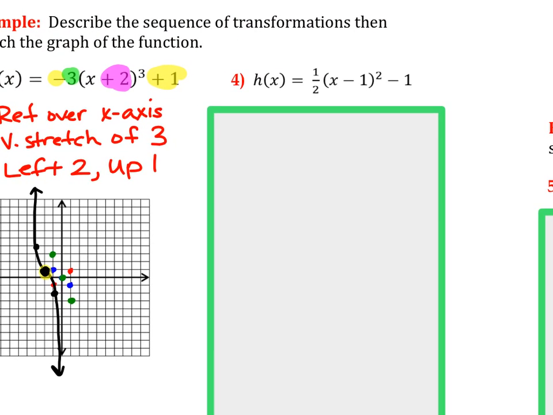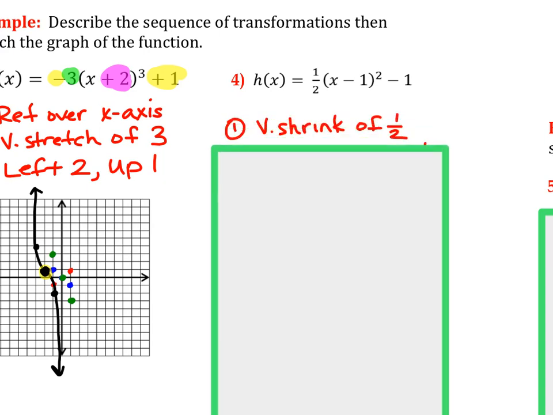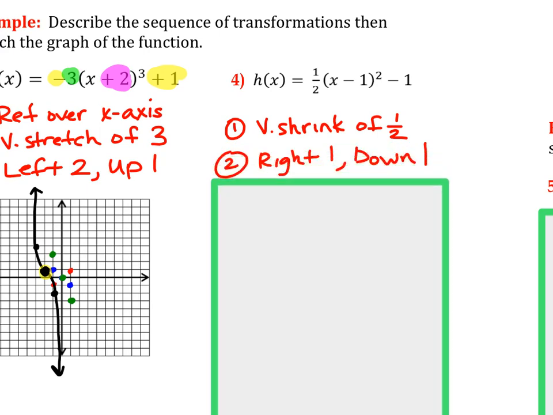All right, next one. We have 1/2, so that's going to be a compression or a shrink, times x minus 1, so we're going to the right one, squared, so it's going to be a parabola, minus 1 on the outside, so it got shifted down 1. So a shrink or compression of 1/2 means it's going to be 1/2 as tall. Right 1, down 1, and we know the shape of this is going to be a quadratic.